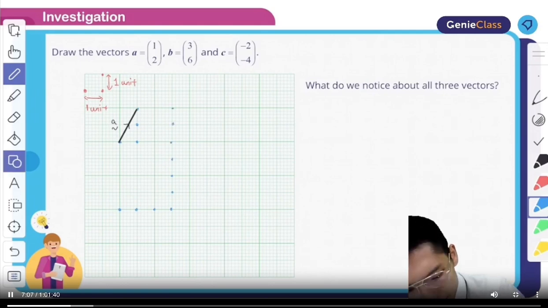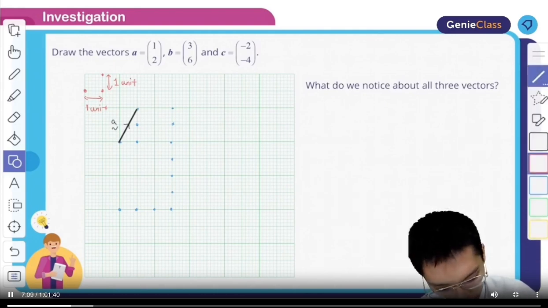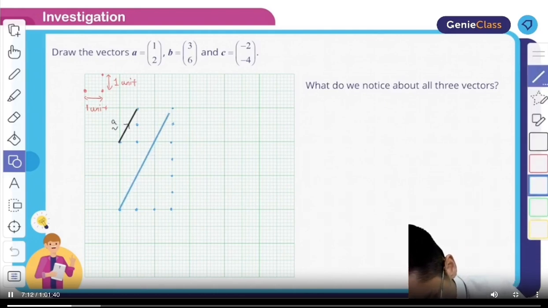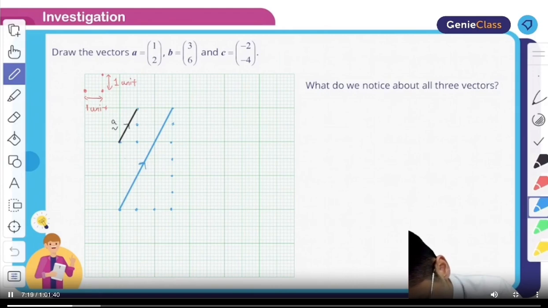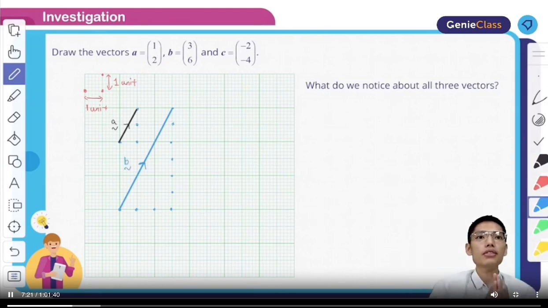And again, let me use a different color line, shall we? Let's use blue. So over here, this is my blue vector, and this is my vector B. Let's use the color according to it. And next one, -2, -4.